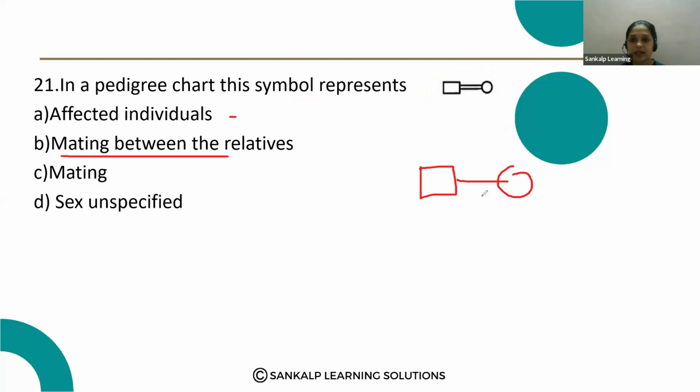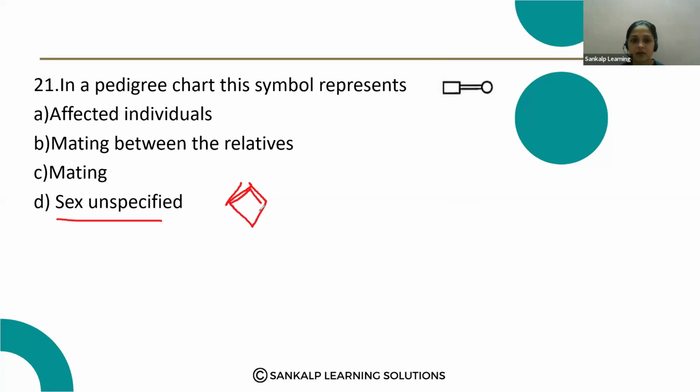If it is between the relatives, it is represented like this. Okay. Then sex unspecified, that is represented like this. So this is sex unspecified. Here option B is the correct answer. Mating between the relatives.